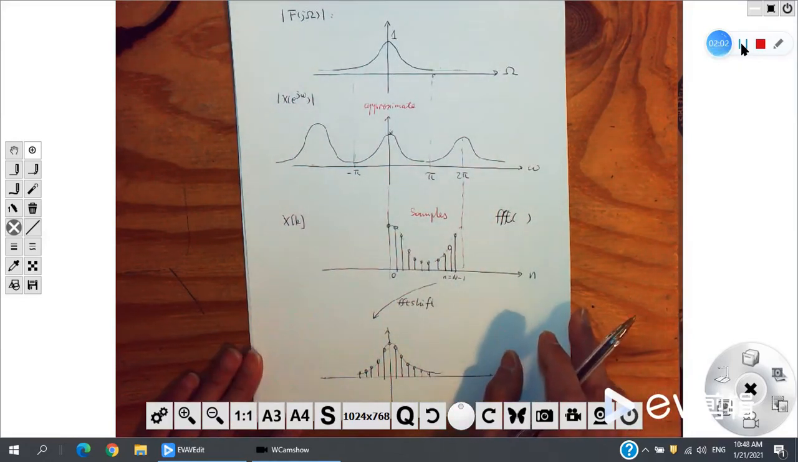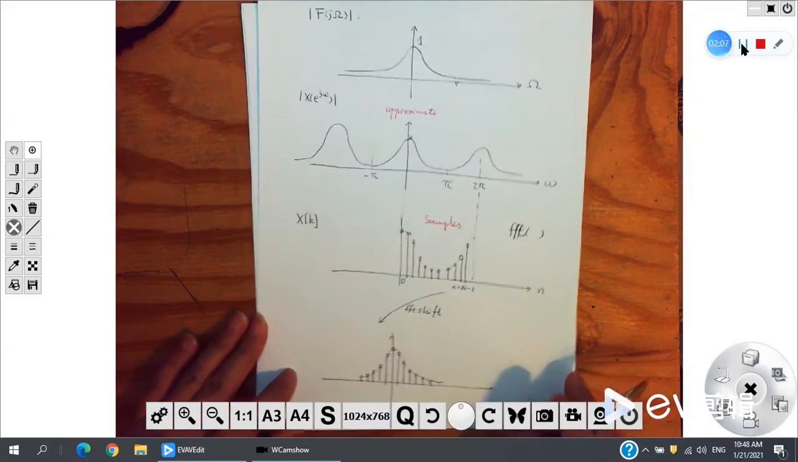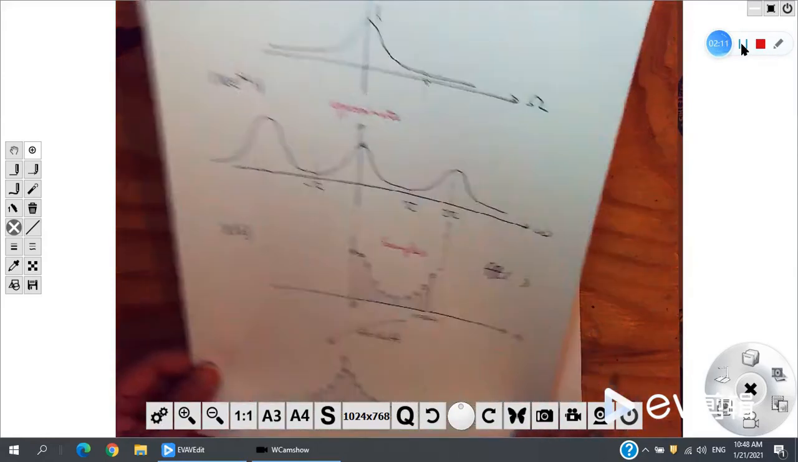All right. Now we try to consider systems. So far we have been studying signals, right? Now we start to consider systems.